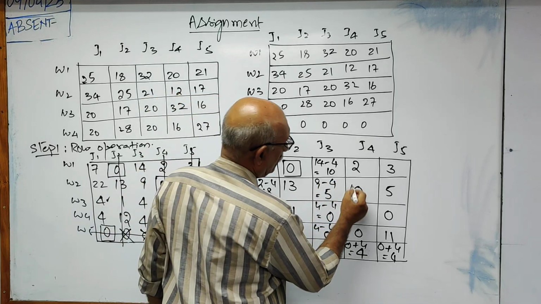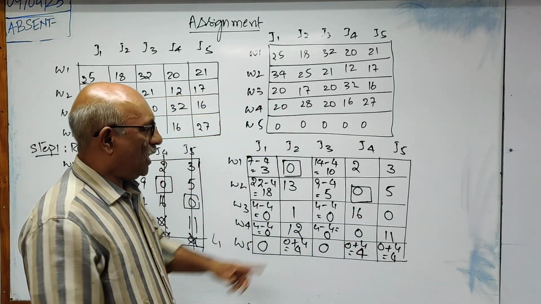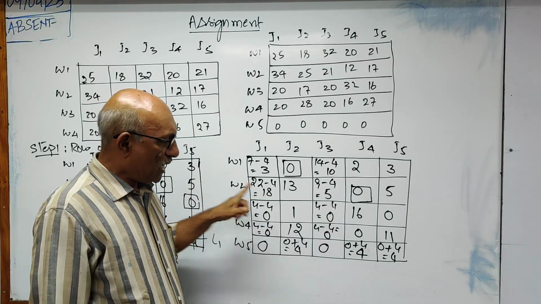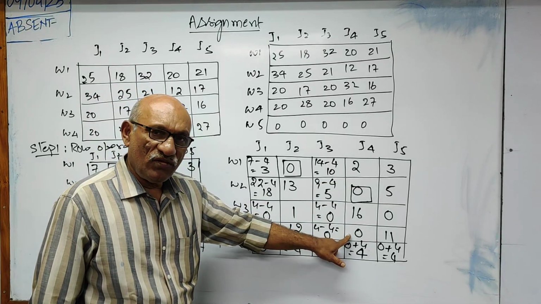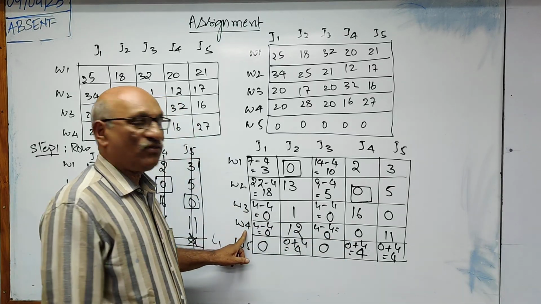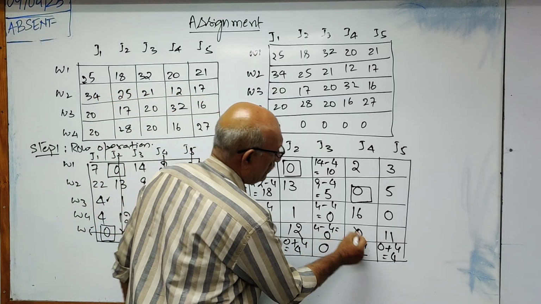Go to the second row. There is only one 0. Job 4 is assigned to worker 2. But there is one more 0 in this column. It means job 4 can also be assigned to fourth worker. So this option is eliminated.